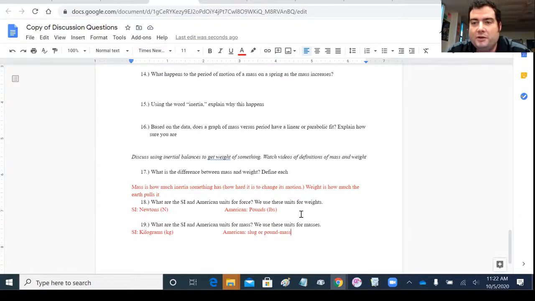We also went through how mass affects how much a force can change an object's motion, that the more mass you have, the lazier you are, and the more you resist changes in motion. And we finished up trying to clarify the difference between mass and weight.